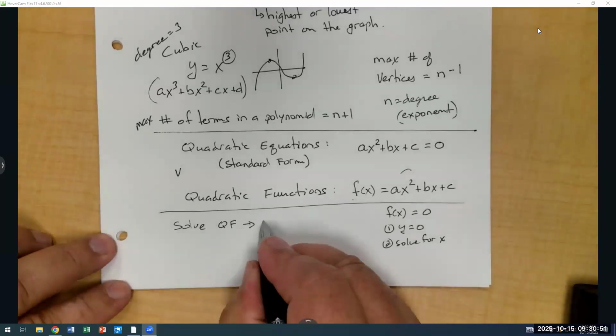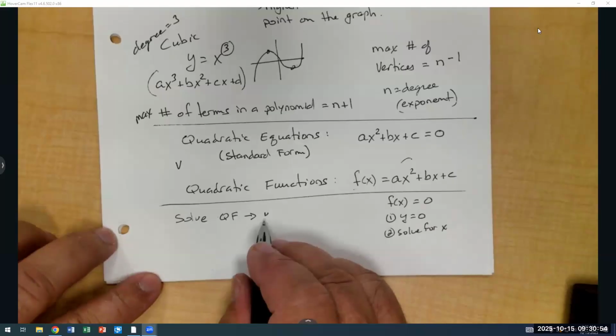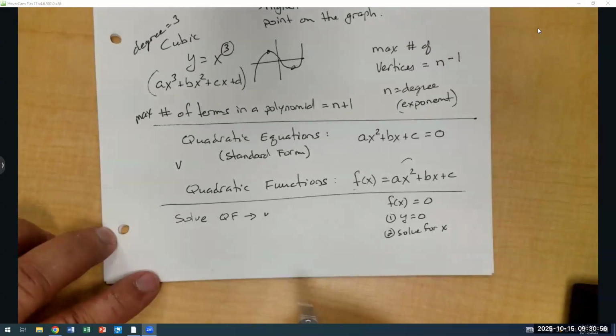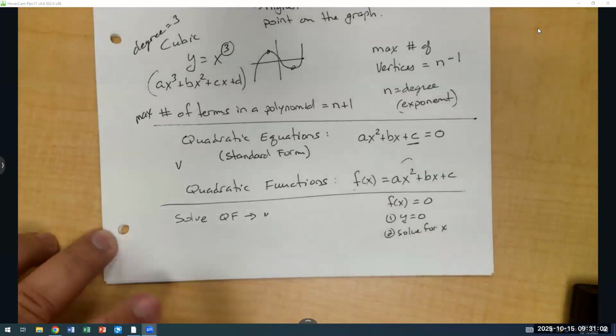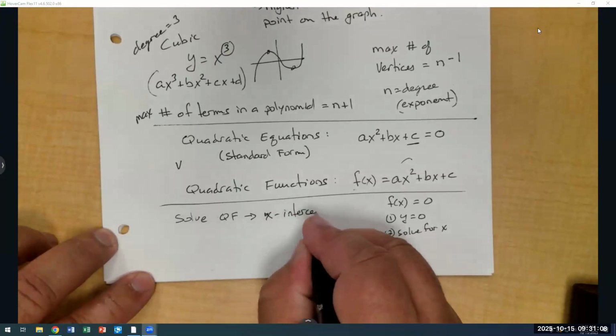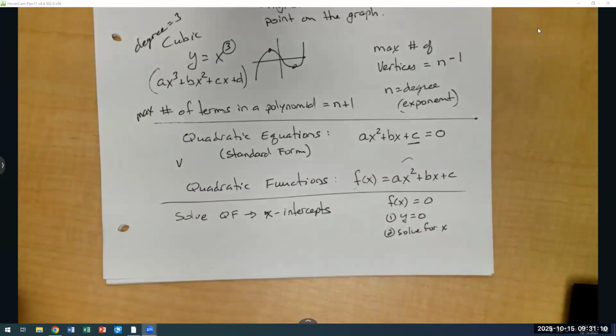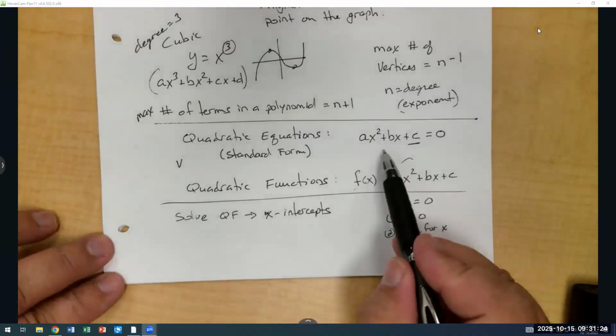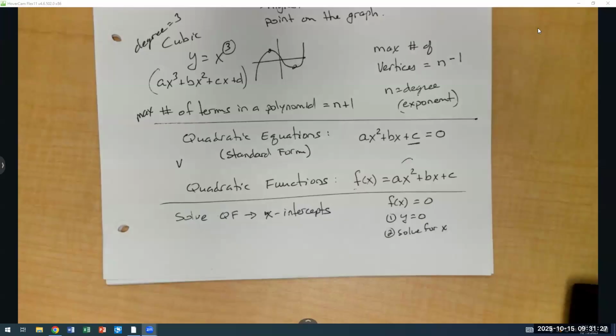Very good. Is it the y-intercept or x-intercept? The y-intercept is always the constant. The y-intercepts are always the constant number. So when we're solving a quadratic, when we're looking for a solution, we're looking for the x-intercepts. So how do we do that? Well, we take the quadratic equation, set it equal to 0, and solve for x. That gives us our x-intercepts.